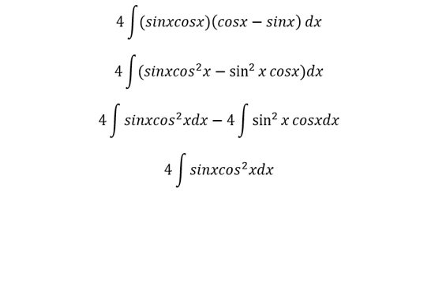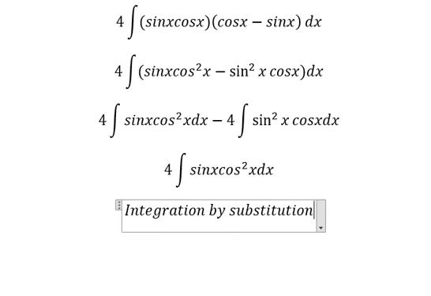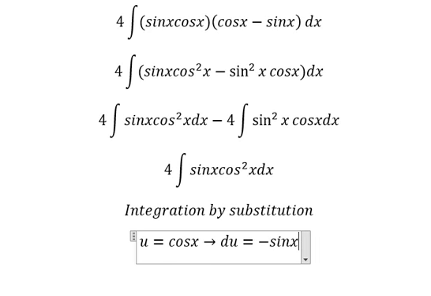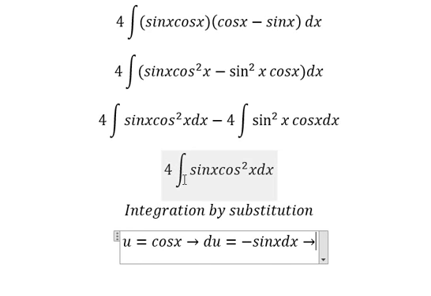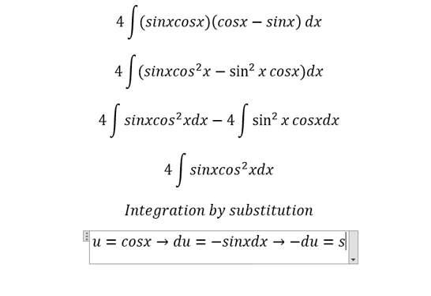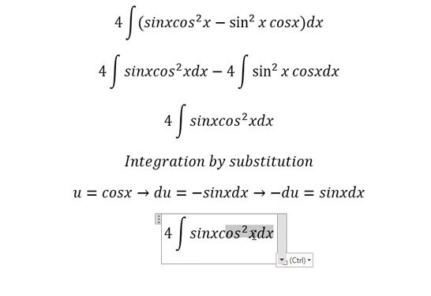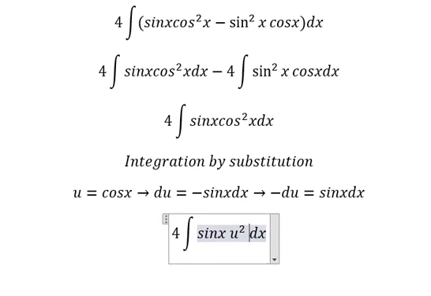We need to use integration by substitution. So I will put u equal to cosine x, du we have negative sine x dx. Because we don't have the negative sign in here, we put the negative next to du. Cosine x we change by u, you got u squared. Sine x dx we change by negative du.